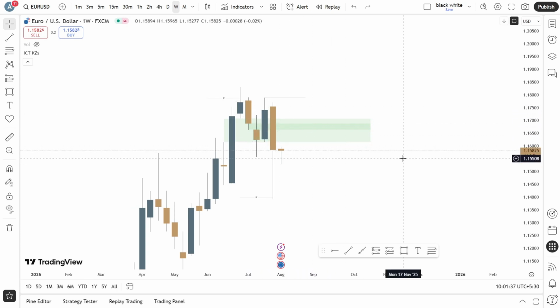So for now, what we see is that both of these levels can act as a possible resistance zone for the price, since the order flow had shifted at these areas. So let's move to the dailies now.